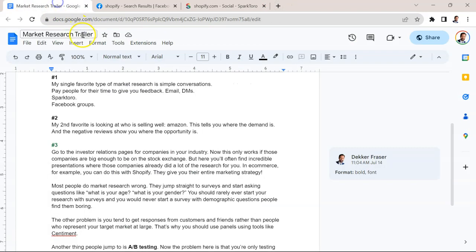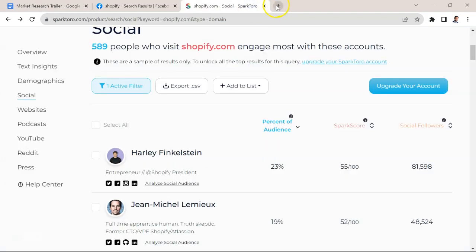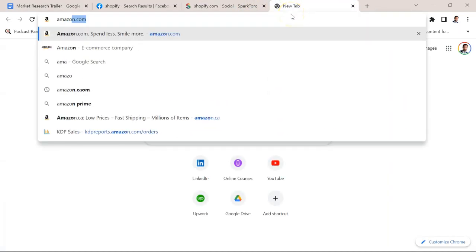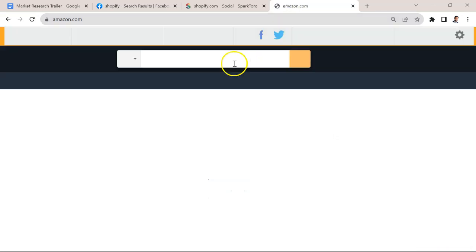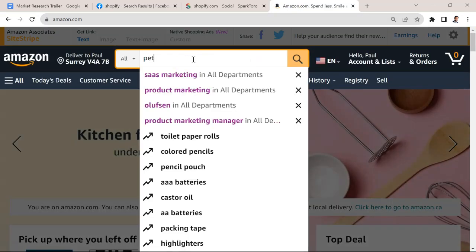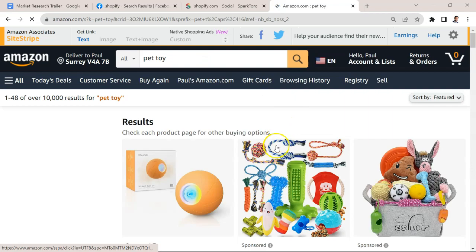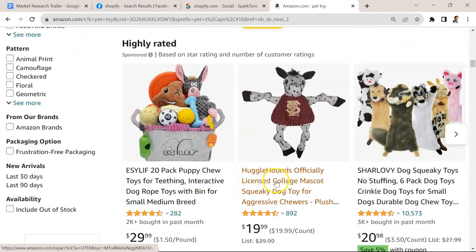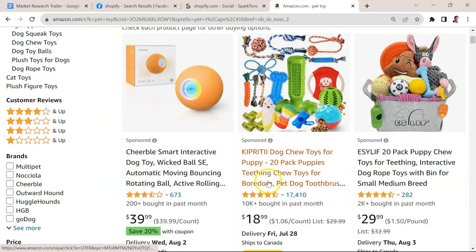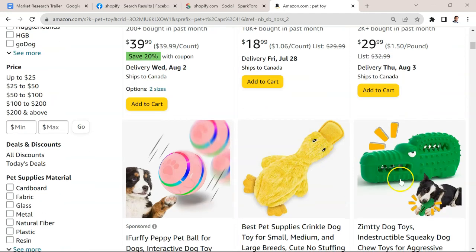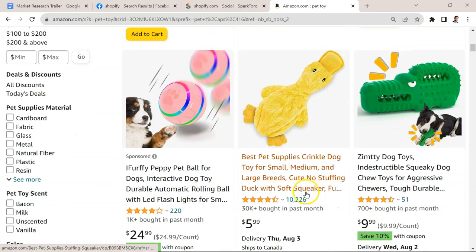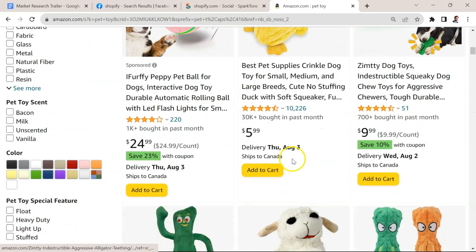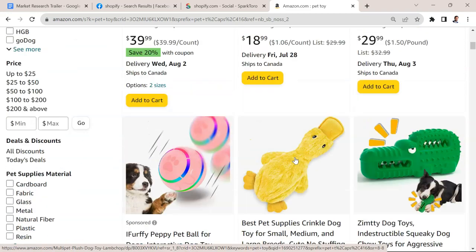The second thing that we can do here is just look at who is already selling well. So, for example, I can go to Amazon.com and I can type in something like pet toy. And if you're in the pet toy market, you can see who's selling particularly well here. We see, okay, this ball thing. We have a package of random toys. We have this duck. Okay, well, maybe ducks are trending right now. Maybe alligators are trending. So that could be something that you could take advantage of.